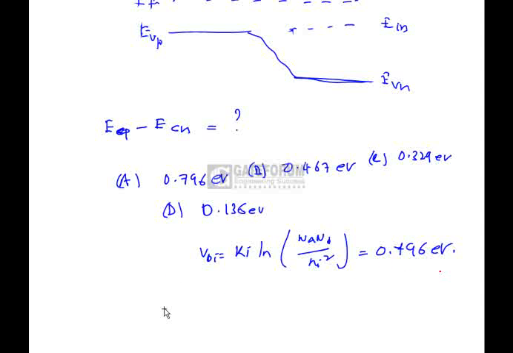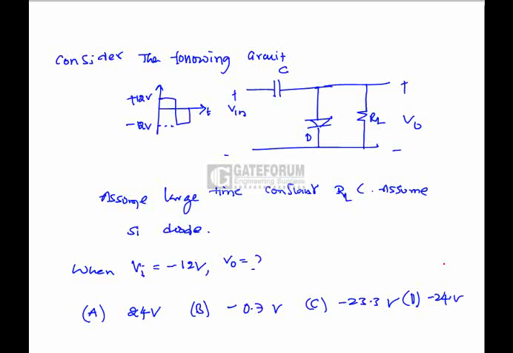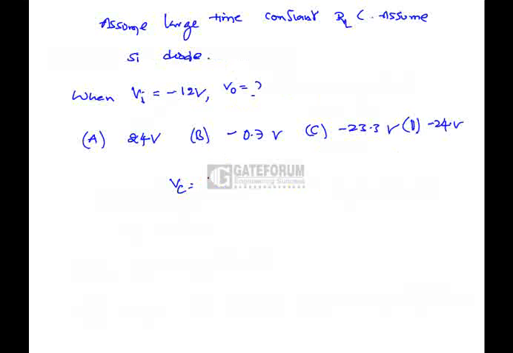Question is, consider the following circuit. Assume a large time constant RLC. Assume it is a silicon diode, whose forward drop is 0.7. If we look at the figure, it looks like a negative clamp, which will shift the complete waveform towards the negative side. Initially the capacitor is charged to 12 minus 0.7, which is 11.3.